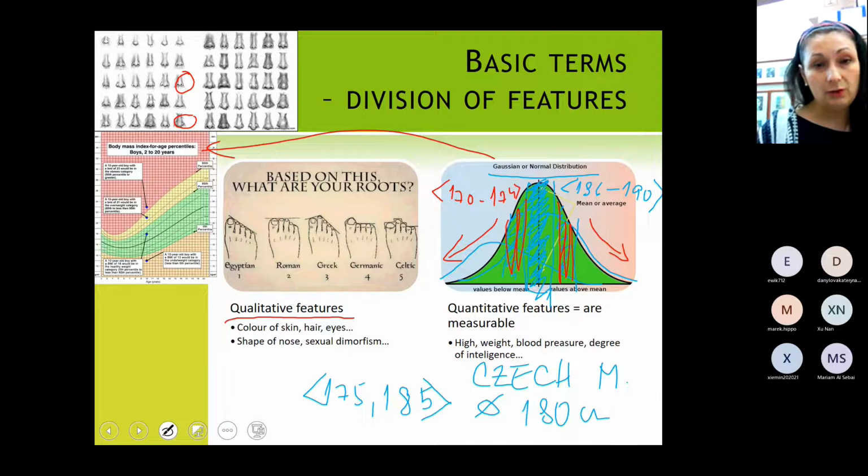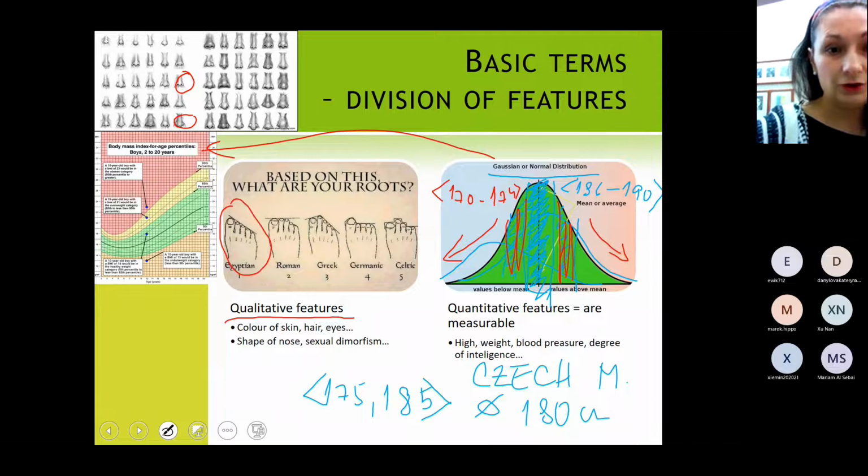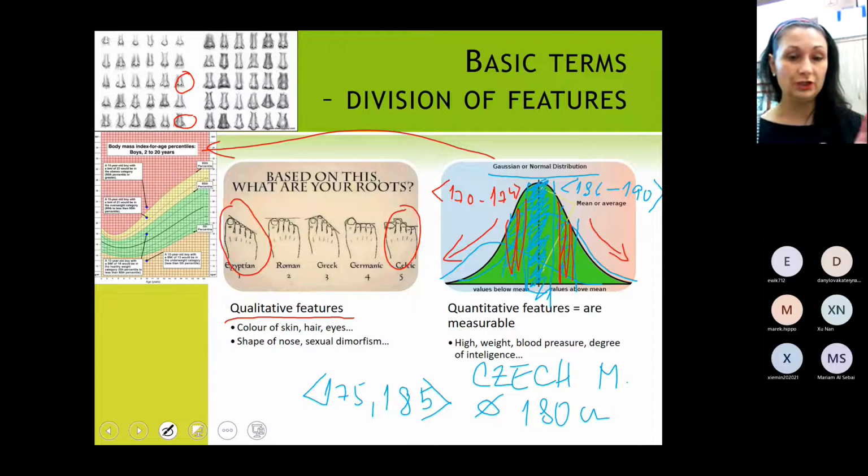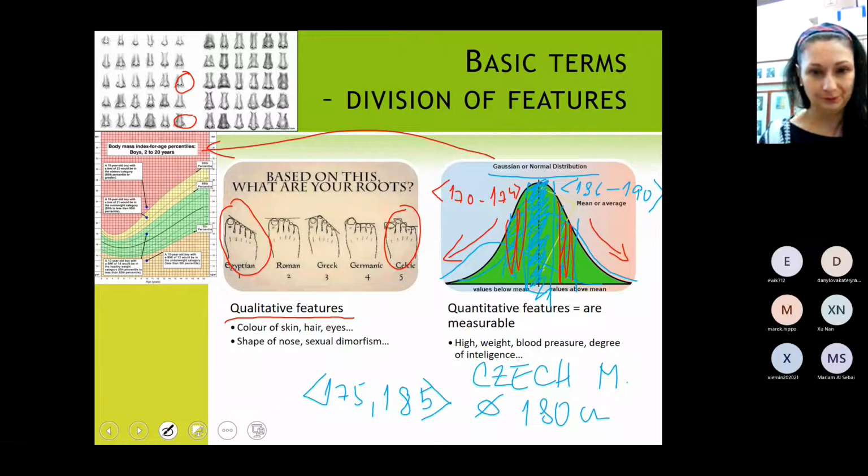And this is also something which cannot be measured. It's quite rare that you have one of these shapes like Egyptian or Celtic. Normally we have something in between, yeah? Something between Egyptian and Celtic, or between Greek and German. So this is something which ranges from one extreme shape to the second extreme shape. This is typical for all qualitative features. Is it clear what is the difference between quality and quantity? Yes. Okay.